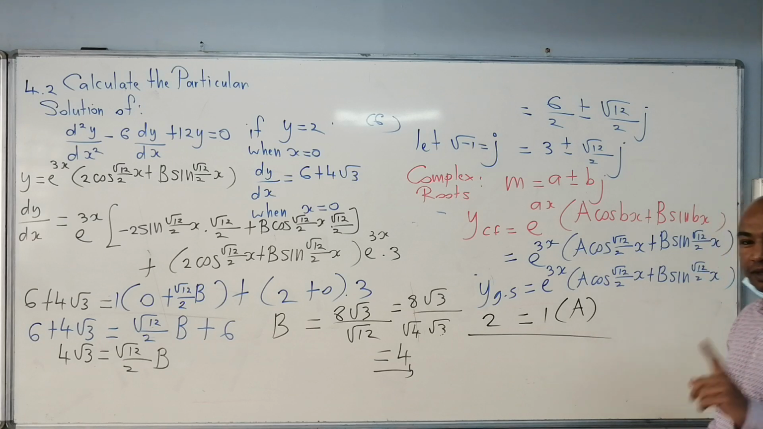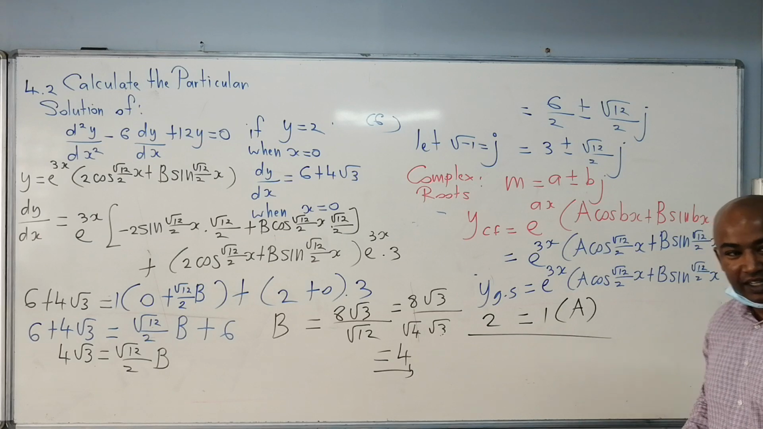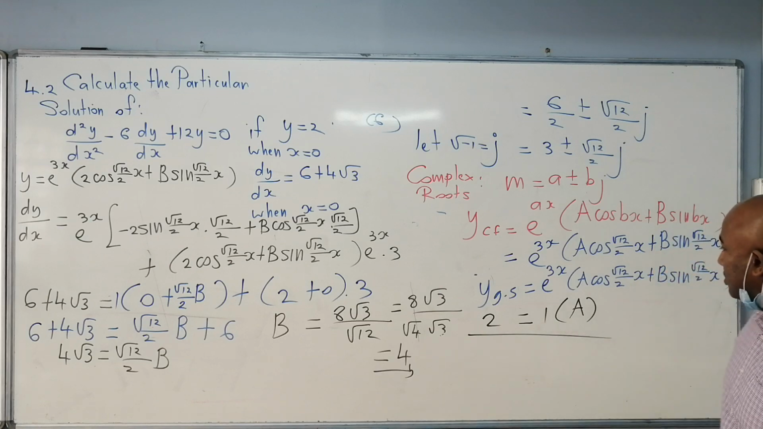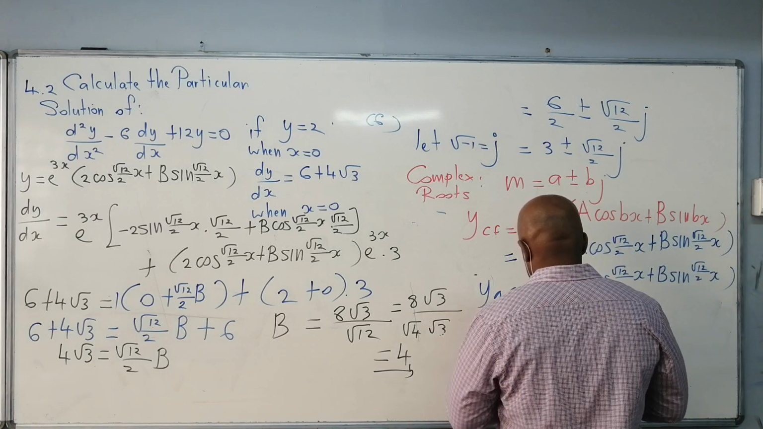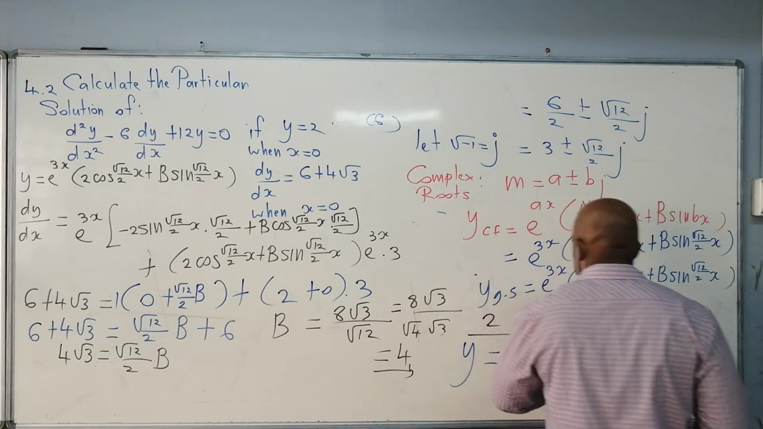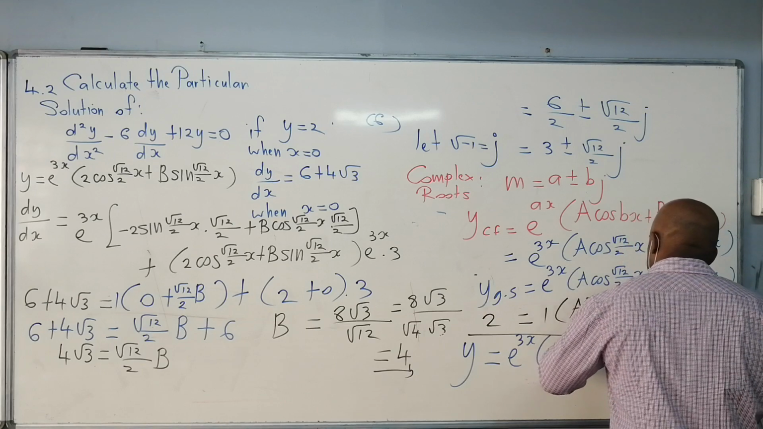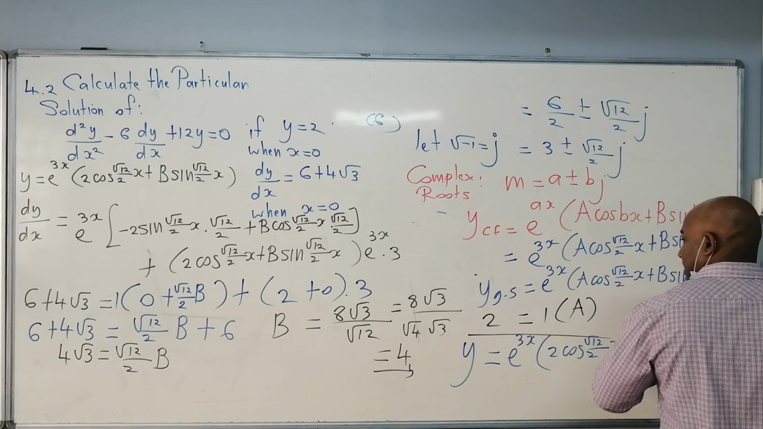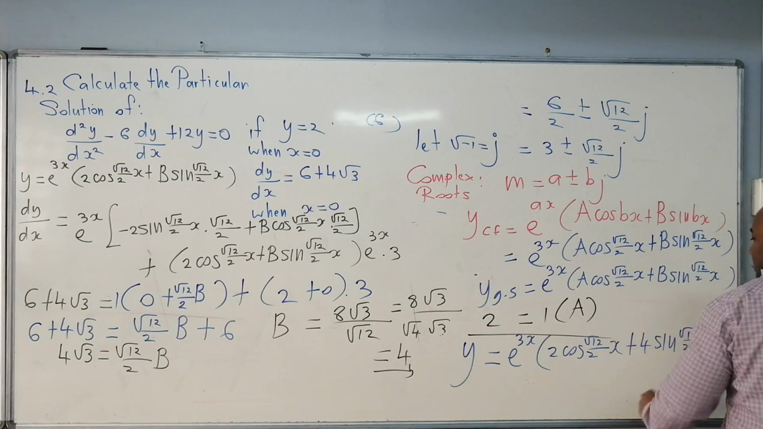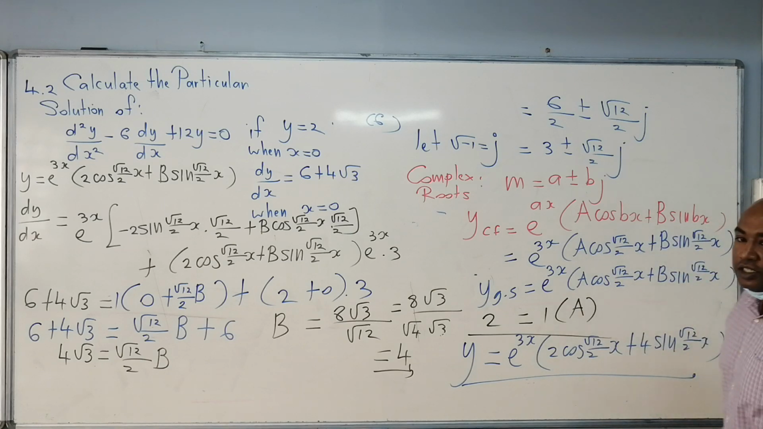I'm just rushing with this because my battery is going to go flat and this video is going to end. Right, so you can always double check me on the calculator. Right, so I worked out a equal to 2, b equal to 4, substitute back. So therefore, y is equal to e to the power 3x, and that's 2 cos square root 12 over 2x plus 4 sine square root 12 over 2x, and that is my particular solution. Working that out quite fast. We deal with the next question 5 the next time.